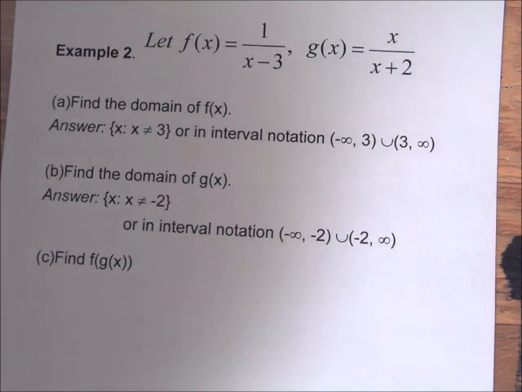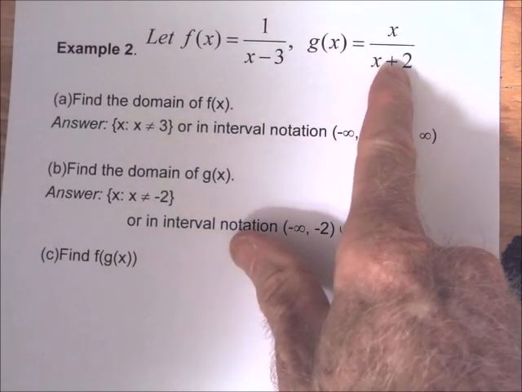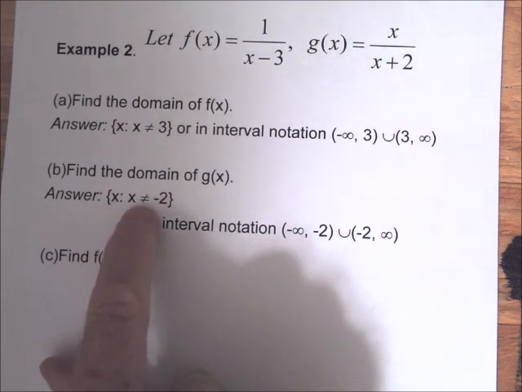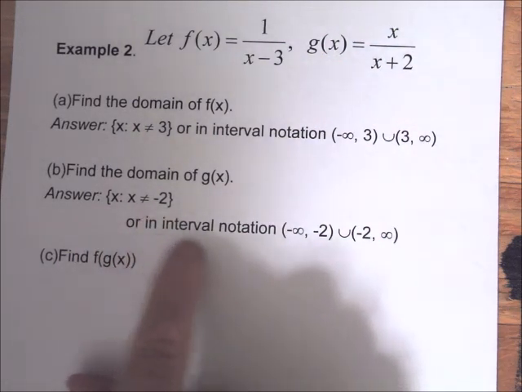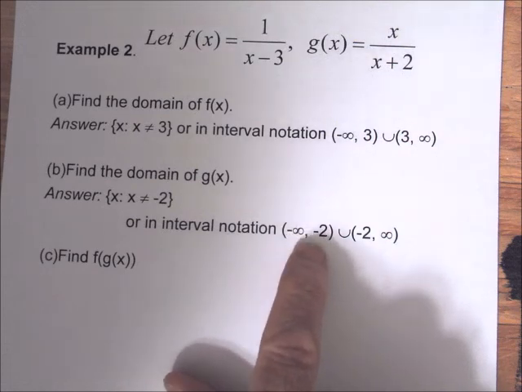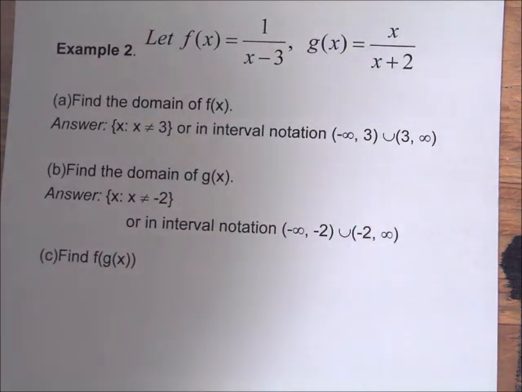The domain of g of x can be anything except for negative 2. So in set builder notation, it's the set of x such that x is not equal to negative 2, or in interval notation, minus infinity comma minus 2 union minus 2 comma infinity.